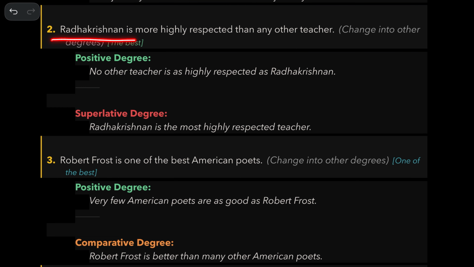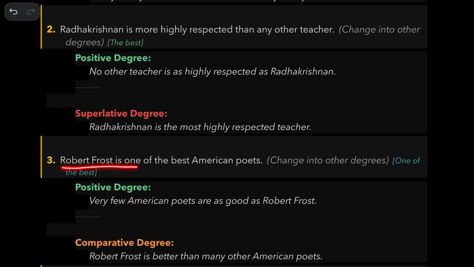Radha Krishnan is more highly respected than any other teacher. So change into other degrees. Yes, that's a right question, right instruction. It belongs to the first pattern, the best. So in the positive degree, no other teacher is as highly respected as Radha Krishna. Superlative degree, Radha Krishnan is the most highly respected teacher.